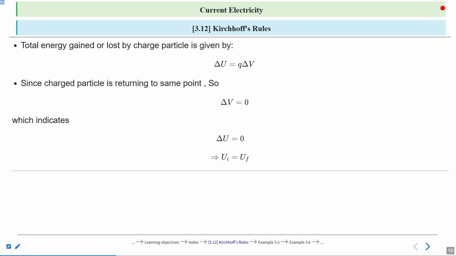Energy is also conservative. It depends on position, and the initial and final position are the same. Since the potential difference is zero, the change in energy will be zero, meaning initial energy will be equal to final energy. So energy is conserved. Kirchhoff's voltage law, or the loop rule, is based on conservation of energy.